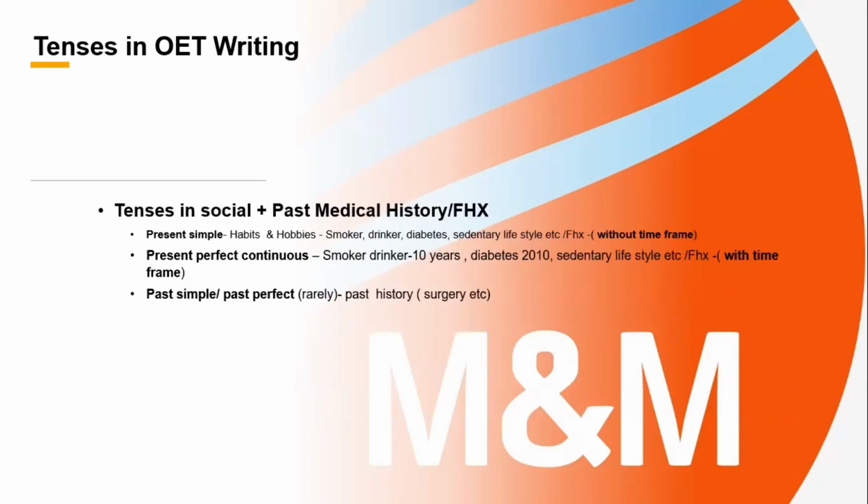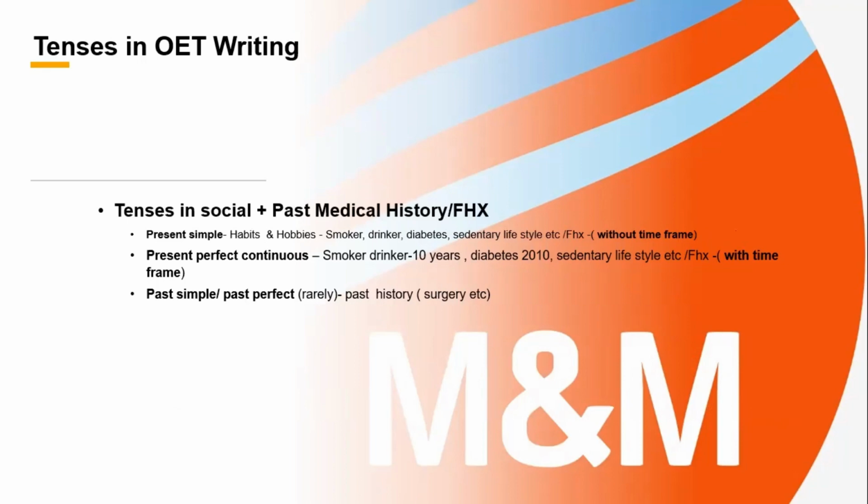So a basic, simple rule for the grammar and tenses in the OET writing will make your writing easier, more convenient, and you will be able to get a good score in your writing with practicing such tenses and sentences in your OET, because we have some set rules and regulations to incorporate tenses in the OET writing.